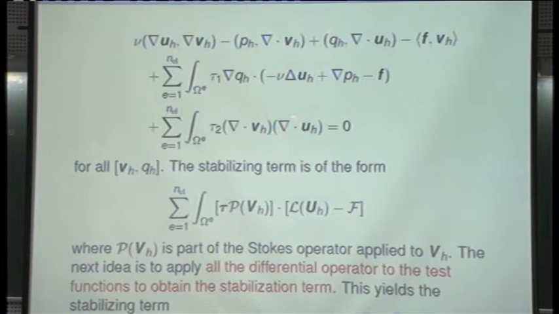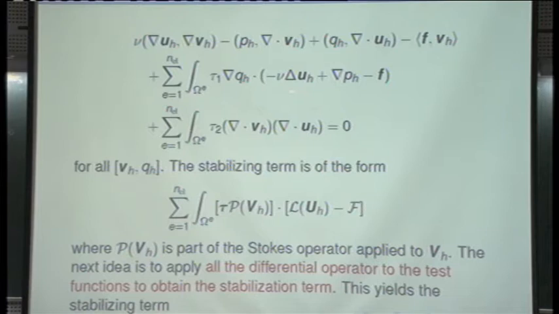So please take a look at that, and tell me if you understand what is written here, because it's important to see the structure of those terms. Okay, is it clear? So it's an SUPG strategy applied to the Stokes problem. That's the idea. And we have used the first order terms, the advective operator applied to the test function.